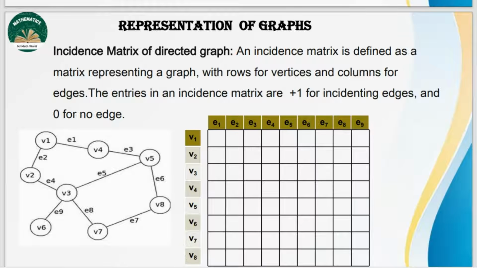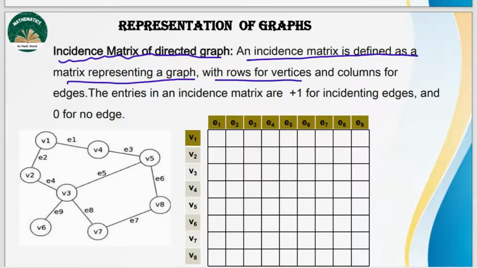Then the next one is called incidence matrix. What is meant by incidence matrix? Incidence matrix is defined as the matrix representing a graph with rows for vertices and columns for edges. The entries in an incidence matrix are +1 for incident edges, and 0 for no edges, and -1 for the edges which are going outside. Okay, so here it is for an undirected graph. If it is incident, it is 1. If it is no edge, it is 0.